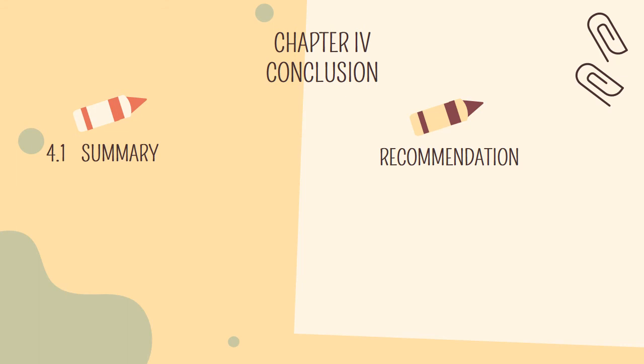Next, the last, Chapter 4, conclusion. There is 4.1 summary. Exhibit labels have a significant job in expanding the interest of international tourists to visit Vredeburg Museum. Likewise, to facilitate the international tourists when they go around in the museum, particularly in the Diorama room.